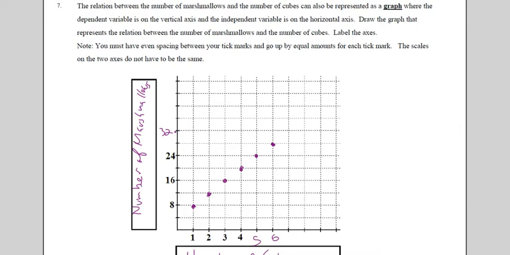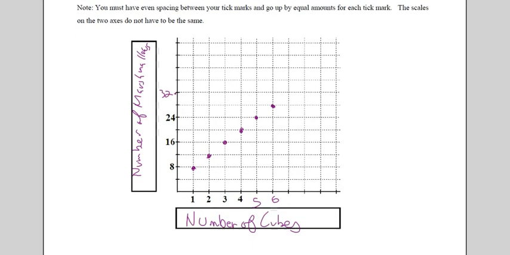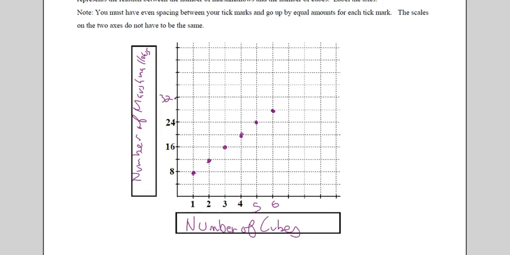This is another way of showing the relation, right? We can represent it as a graph. Dependent variable is always on the vertical. Independent is on the horizontal. The scale in any particular direction needs to be the same. You cannot change this and go 1, 2, 5, 9, whatever. And here it's by 4s.